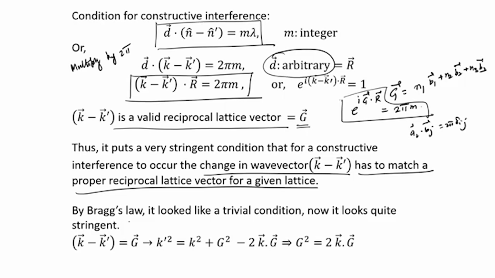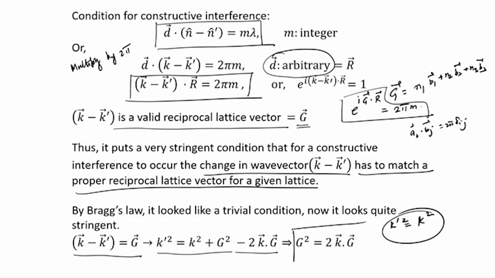So, what by Bragg's law looks like a trivial condition, that is 2d sin theta equal to n lambda, now looks quite stringent, because k minus k prime equal to G. If you square this up, we can write k prime square equal to k square plus G square minus 2 k dot G. Now, we know that k prime square equal to k square, because lambda is the same, that is the elastic scattering. Then this condition comes out, which is G square equal to 2 k dot G. So, that is actually the von Laue formalism.